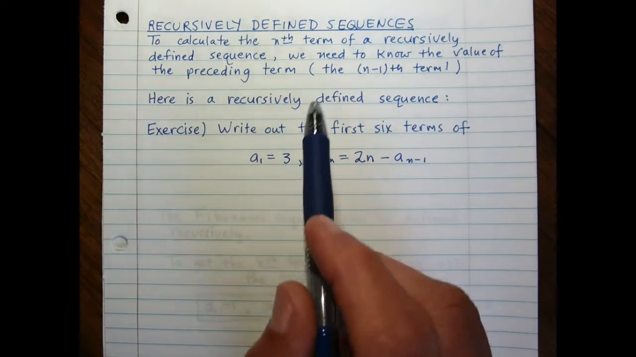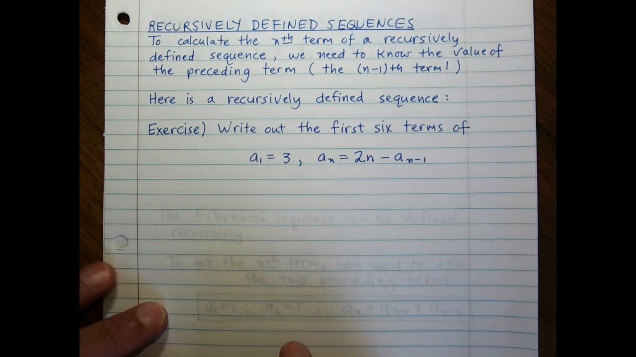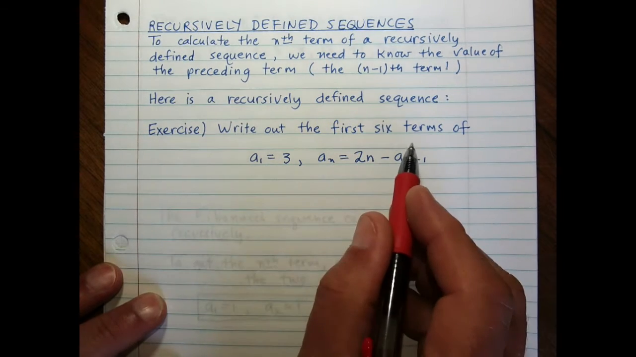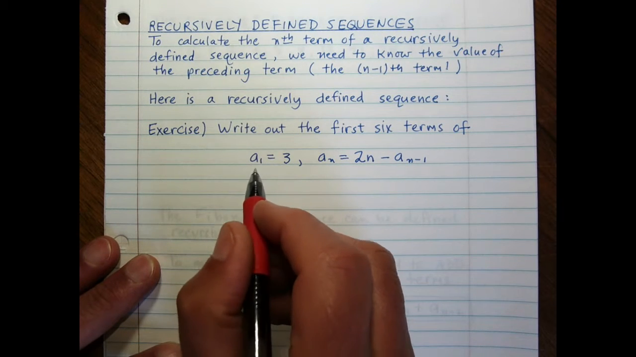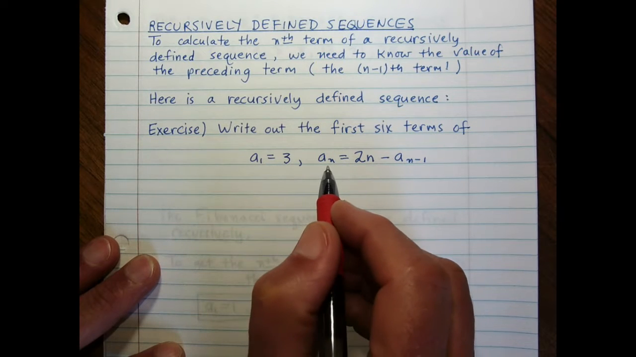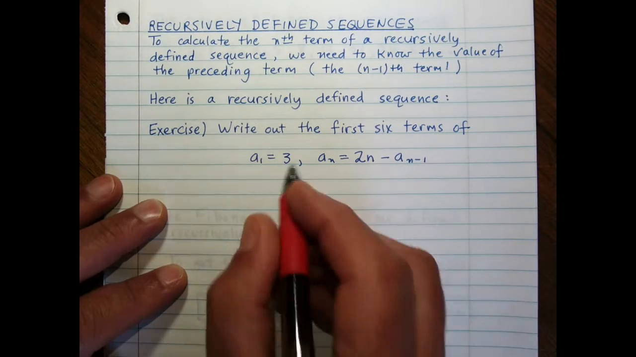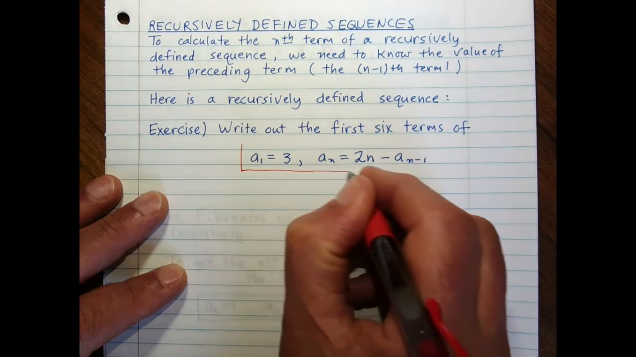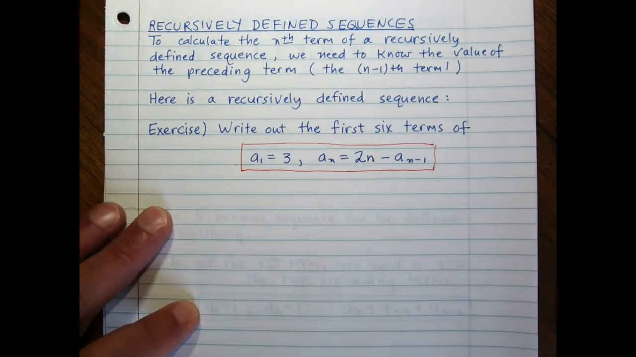So let's look at an example of a recursively defined sequence. And as we go through the example, we'll talk more about what this word recursively actually means. We want to write out the first 6 terms of a sequence defined in the following way. We say a sub 1 is 3, but then we have another statement, a sub n equals 2n minus a sub n minus 1. So this is our recursive definition of a sequence.